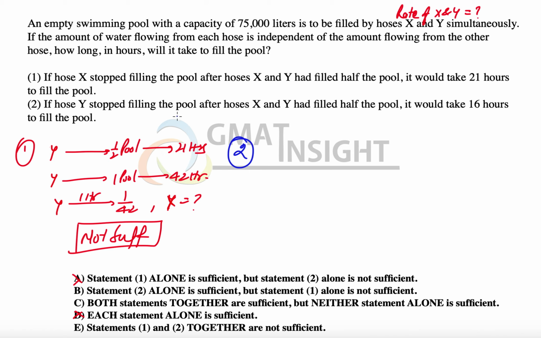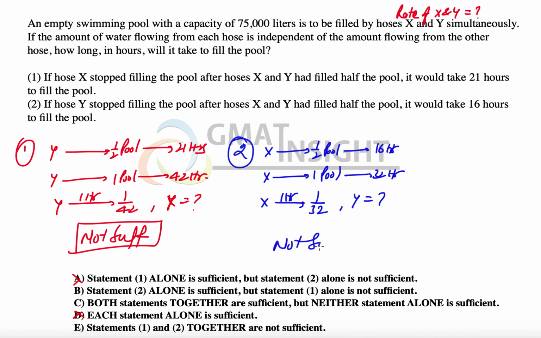Suppose Y is stopped, that means X fills the remaining half of the pool, and X takes 16 hours to fill the remaining pool. That means X fills half of the pool in 16 hours. That means now we can say that X will fill the entire pool in twice 16, that means 32 hours. Now this gives us the rate of X, which is in 1 hour it will fill 1 by 32 of the tank capacity, but we do not know the rate of Y, and therefore the second statement alone is not sufficient, and we eliminate option B as well.